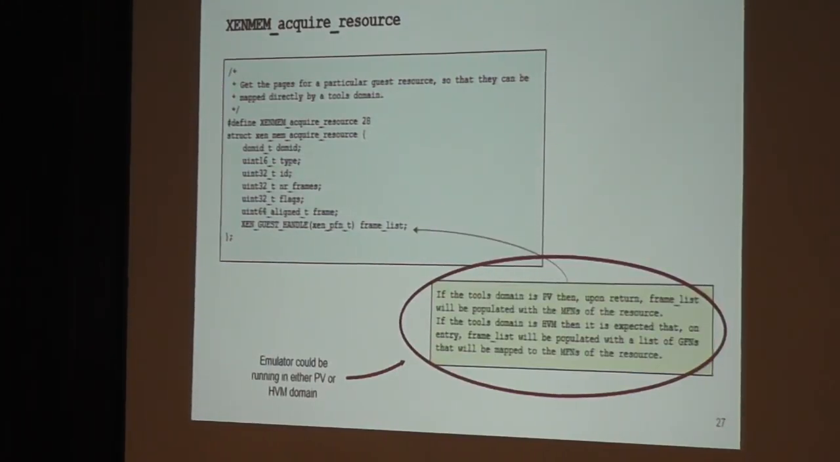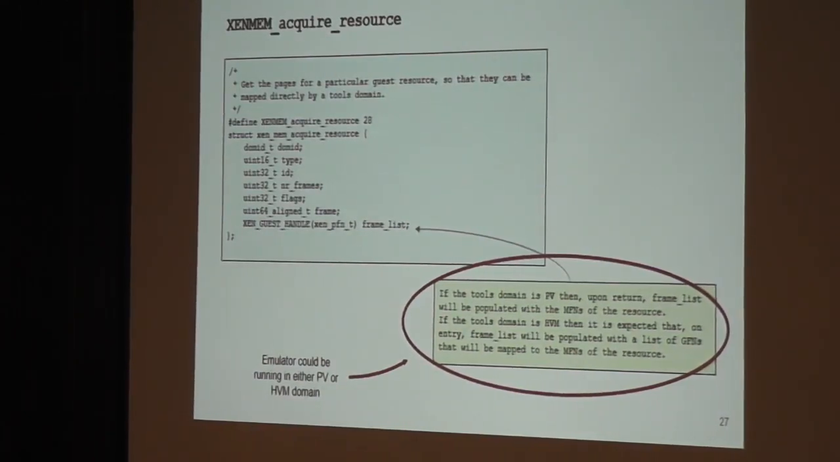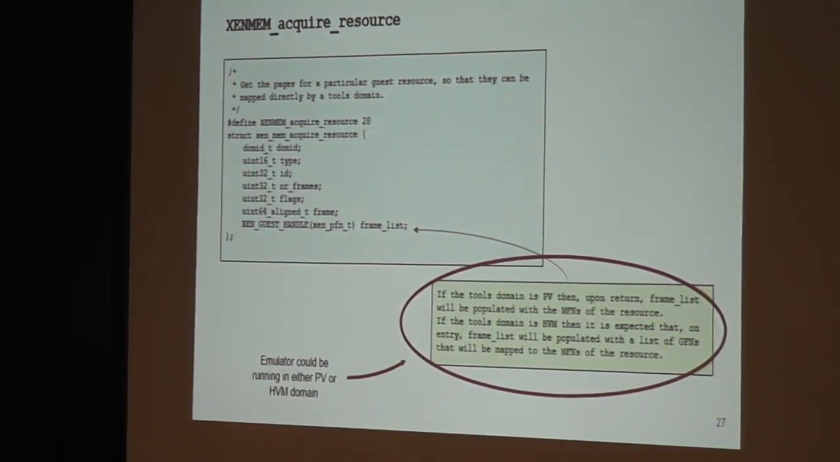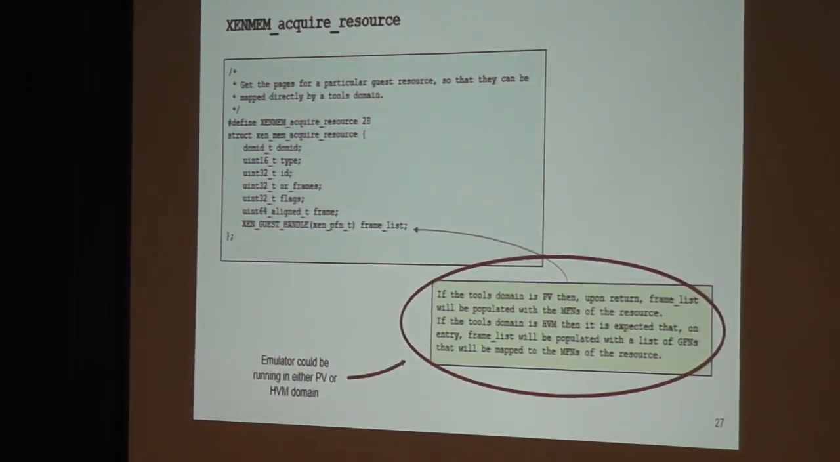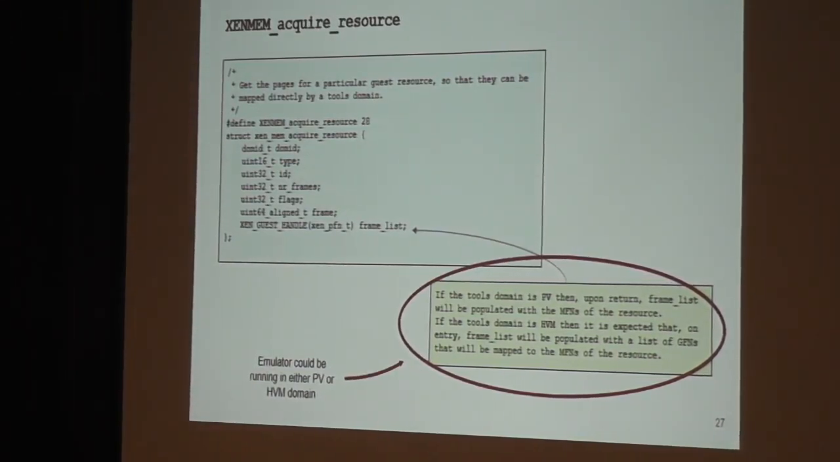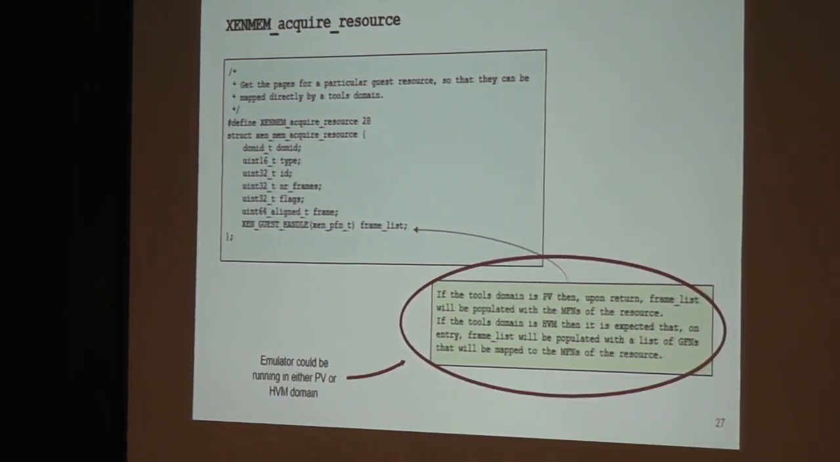The next thing of interest is the frame list itself. If your tools domain is PV, or if your tools domain is HVM, this plays two different roles. If your tools domain is PV, then you make the hypercall, and Xen will fill in that list with a set of MFNs which you then map into your PV tools domain. However, if your tools domain is HVM, then you need to nominate a set of guest frame numbers, you pass those in, and Xen will then fill in those frame numbers in your P2M with the appropriate pages that you can then map.